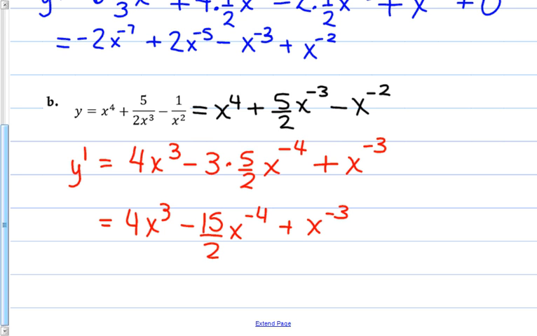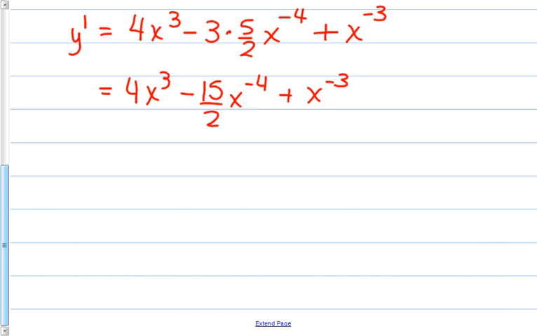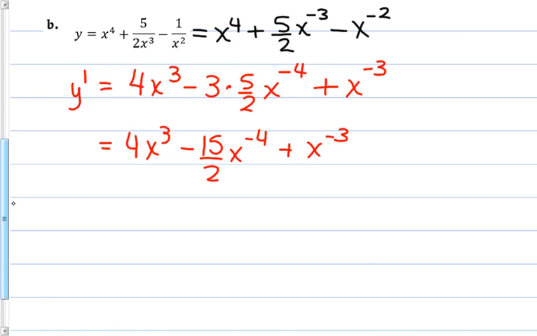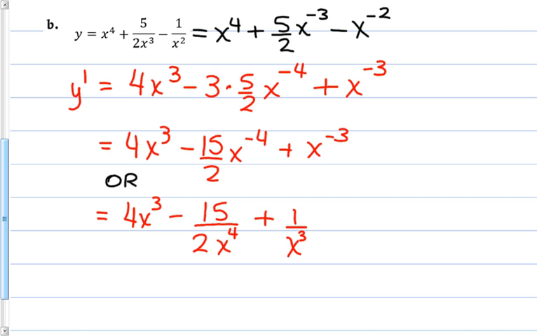Sometimes on the multiple choice, your answer will not be written out like this, in which case you're going to have to revert back to writing negative exponents as denominators. Sometimes, not always. So minus 15, and then the 2, and then the x is going to be down here, but notice the exponent is now positive. Plus 1 over the x to the positive 3. So sometimes you'll actually have to revert back to fractions. Not always. Okay?